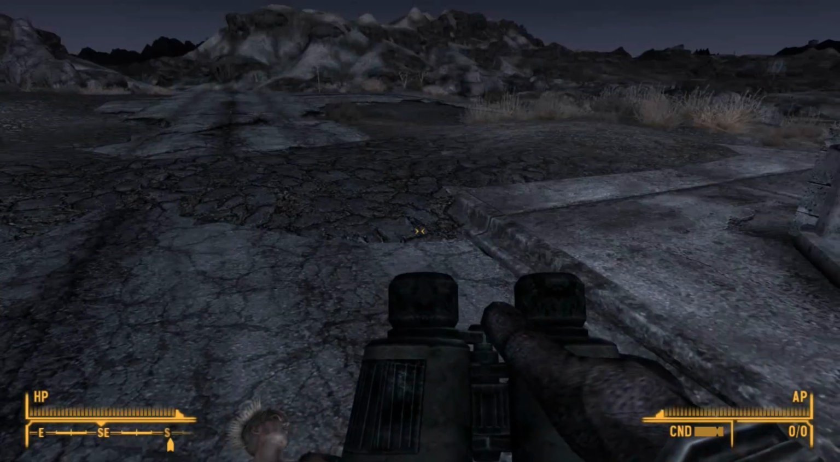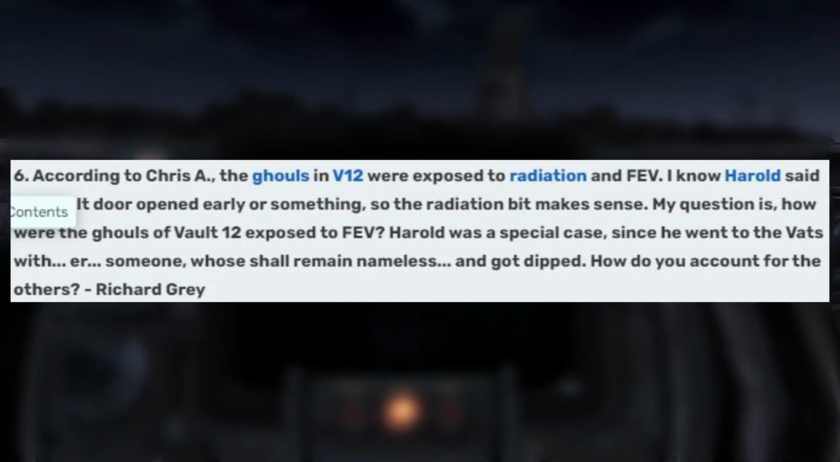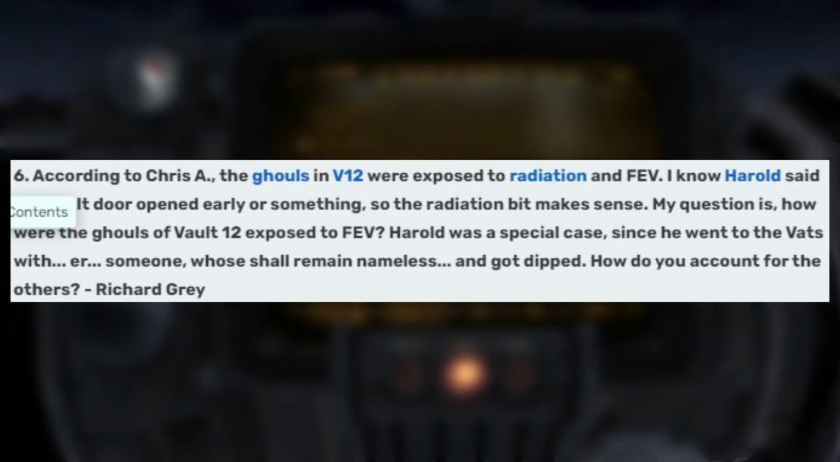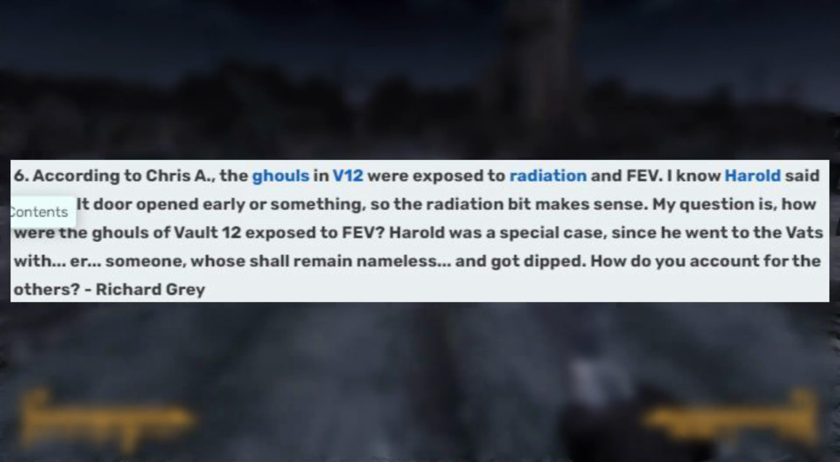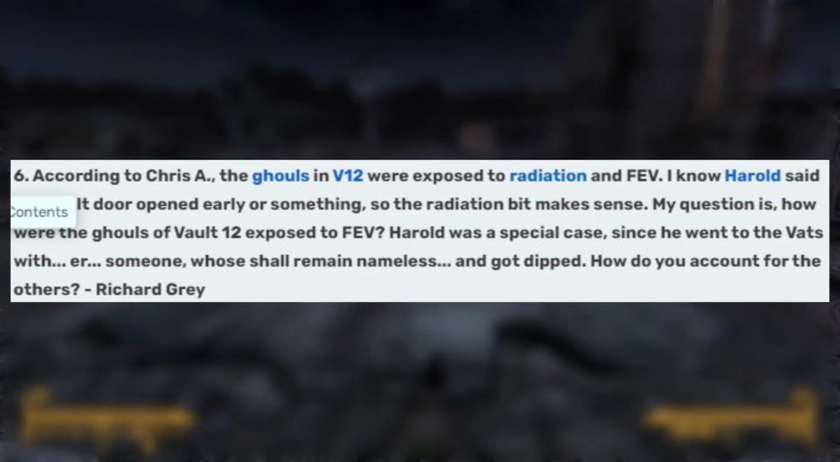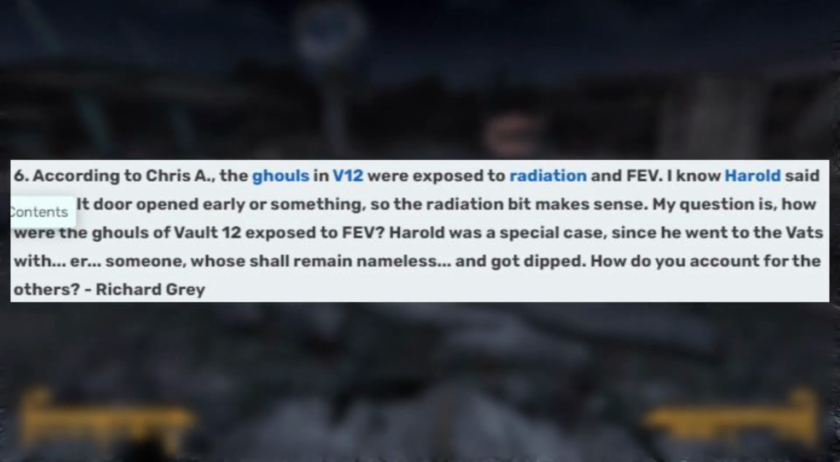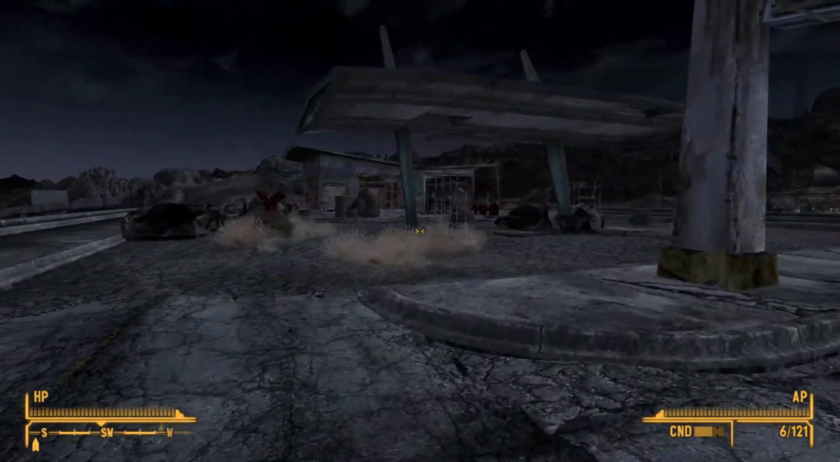The next question is, according to Chris A., the ghouls in Vault 12 were exposed to radiation and FEV. I know Harold said the vault door opened early or something, so the radiation bit makes sense. My question is, how were the ghouls of Vault 12 exposed to FEV? Harold was a special case since he went to the vats with someone who shall remain nameless and got dipped. How do you account for the others? These ghouls referenced here are those found in Necropolis.